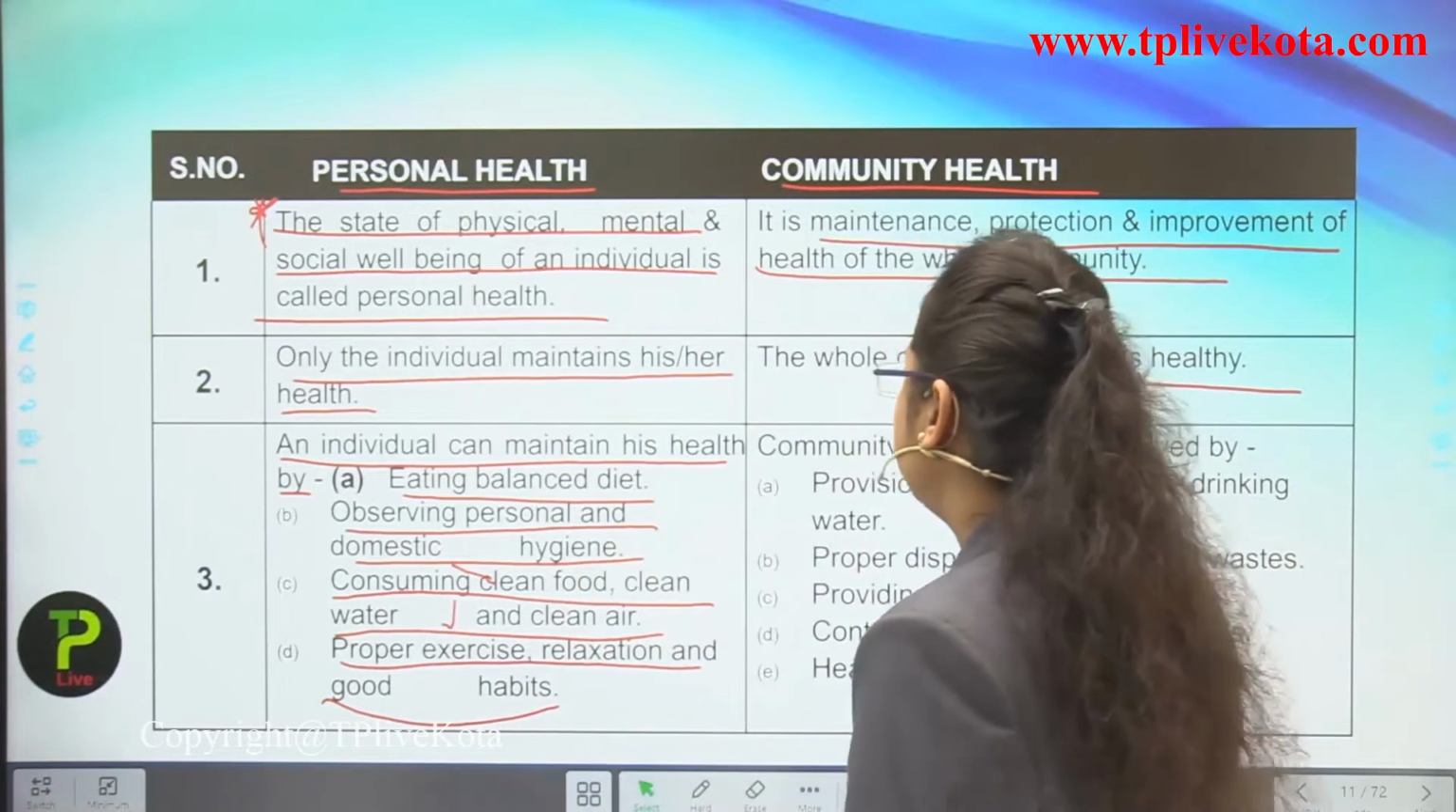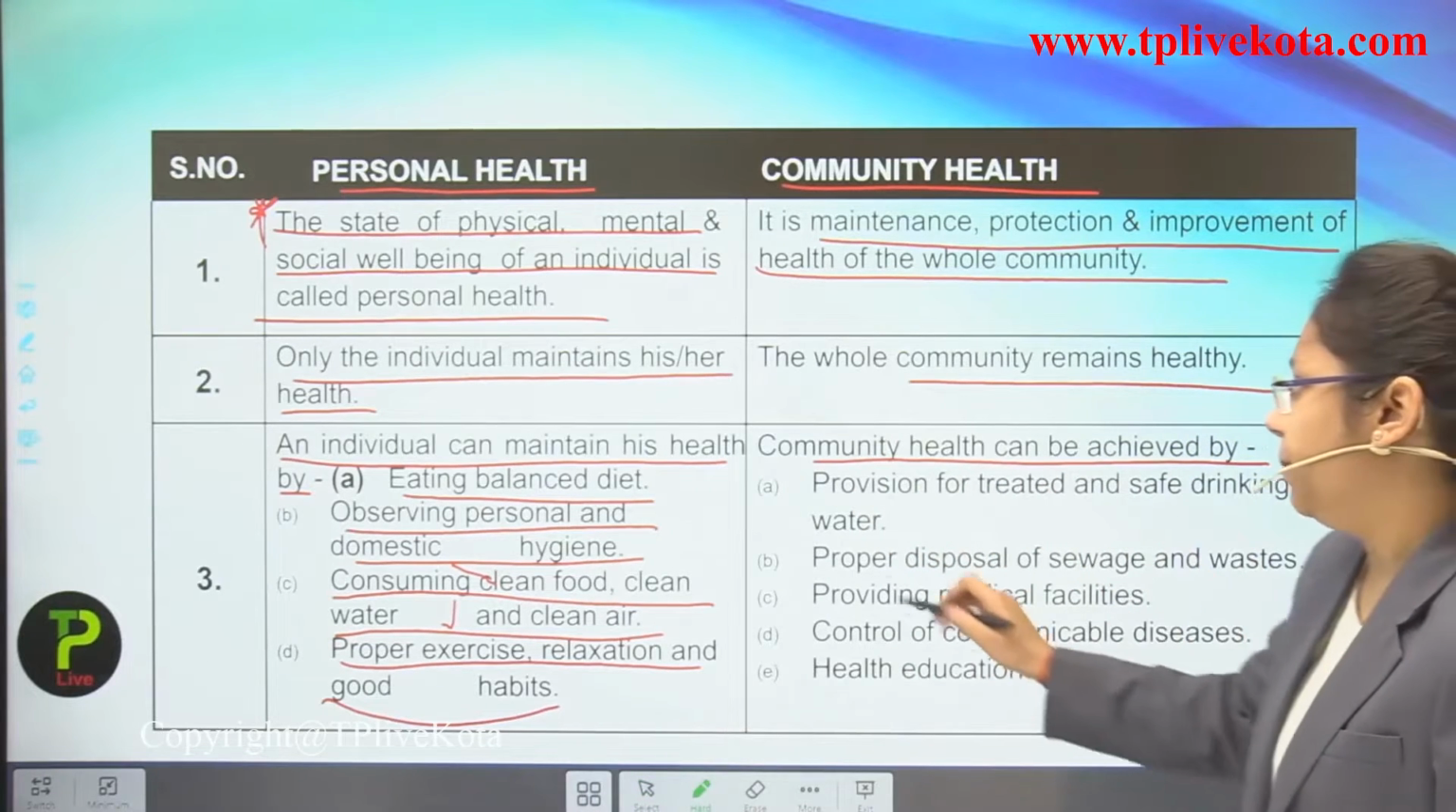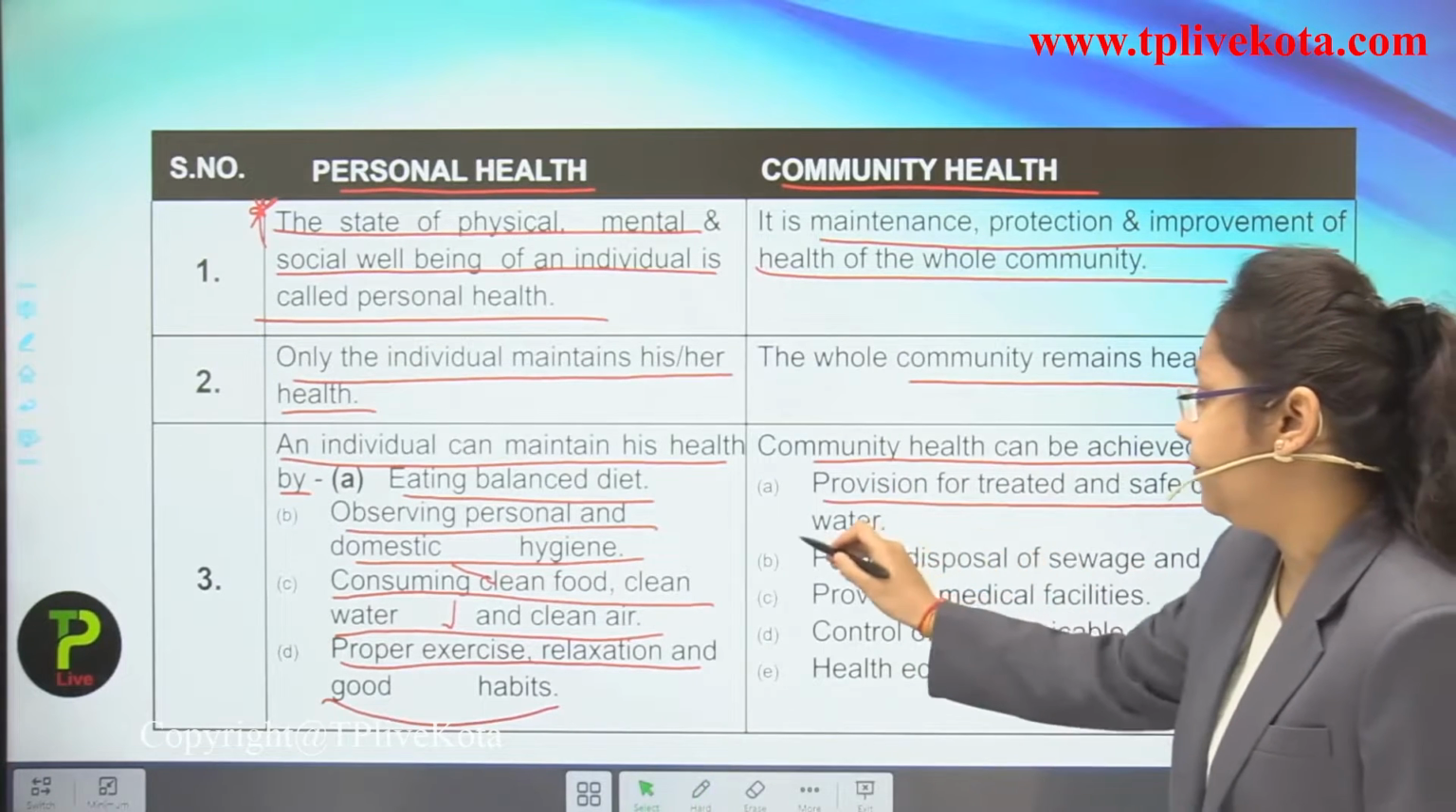Now next, we are going to talk about the third point of community health. Community health can be achieved by, first, provision of treated and safe drinking water.